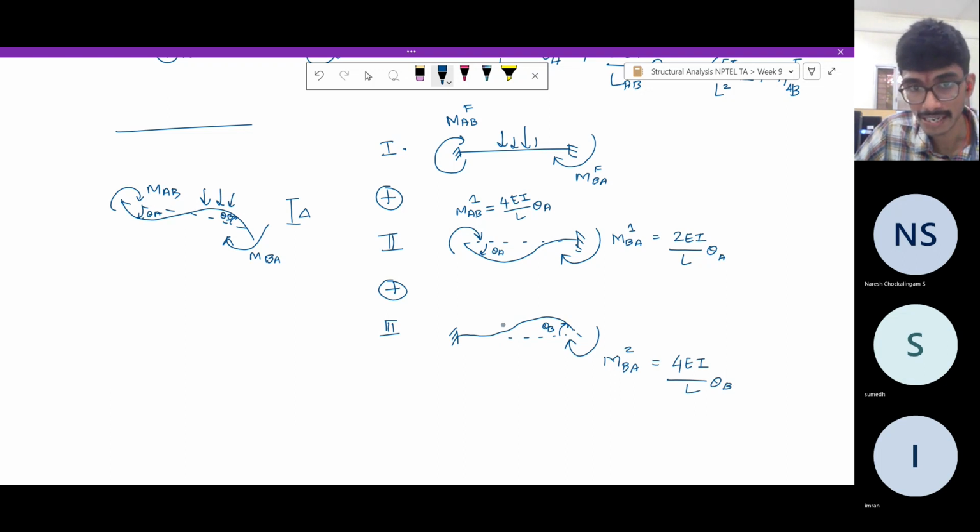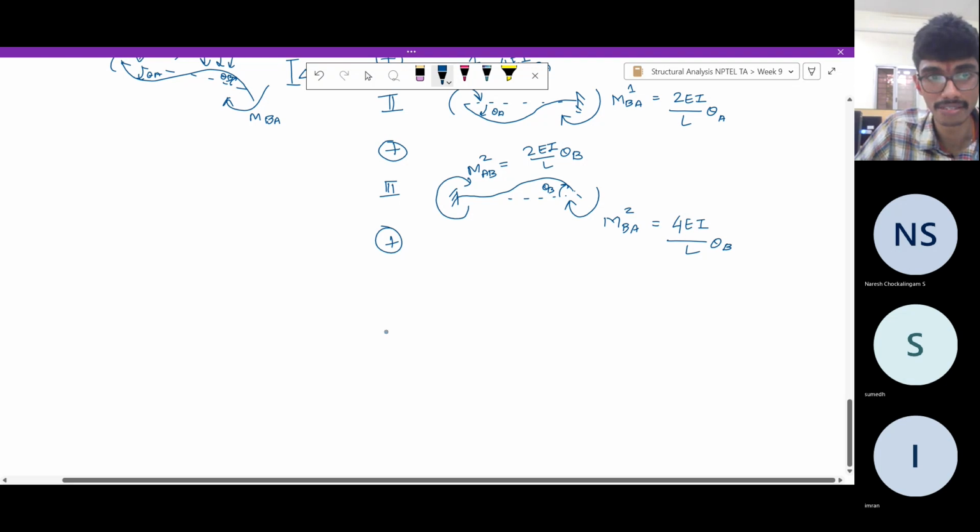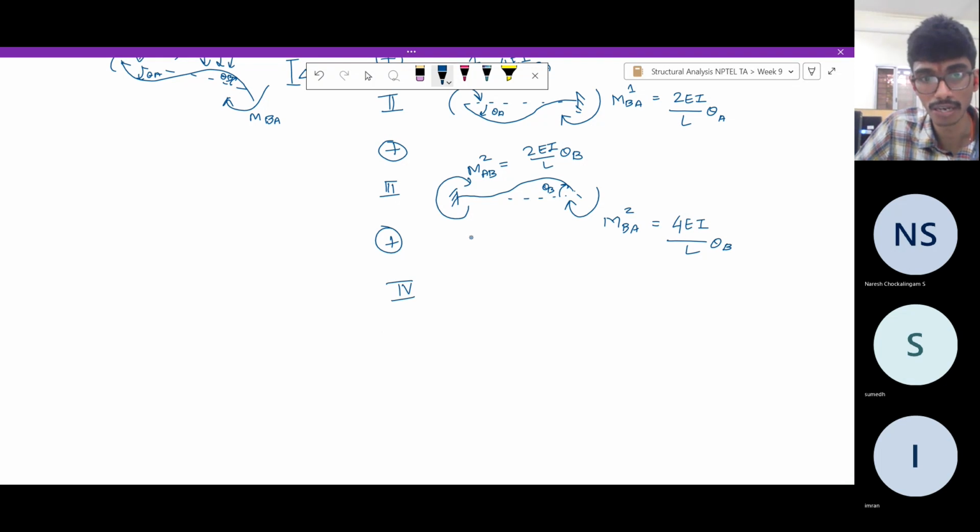And because of a rotation here, the beam is strained, right? The beam is strained everywhere. So that strain will also pull against the support and generate a moment M_AB2, which is equal to 2 EI by L theta B. And what is the other thing that we have left out, which is the relative displacement. So now fix theta A as 0, fix theta B as 0, and don't apply any loading.